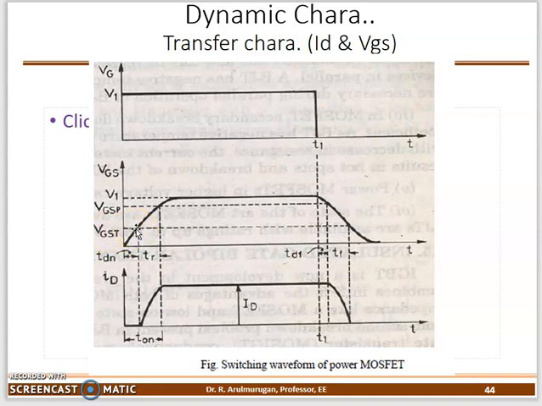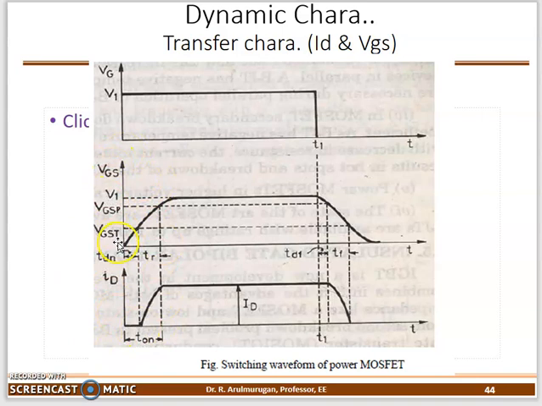Then step number 3 is the rise time. During the rise time period, the input voltage starts to rise from the threshold value to the peak value. Then what about the output current? The output current rises from 0 to the saturation level, or peak value. So this is about the on time.